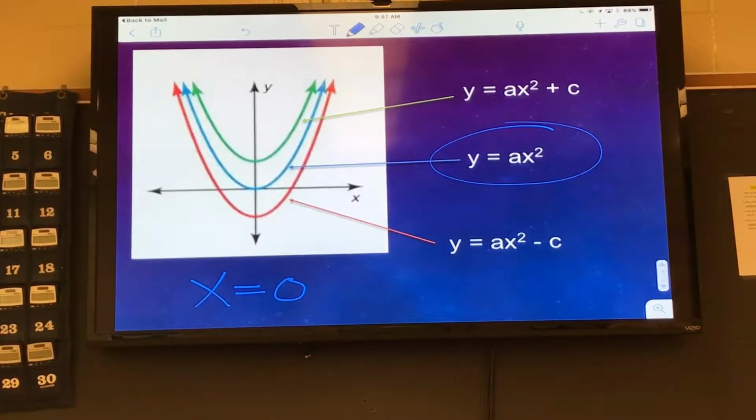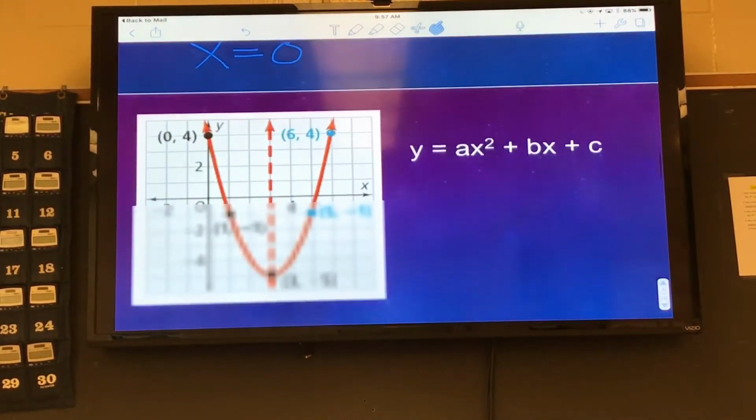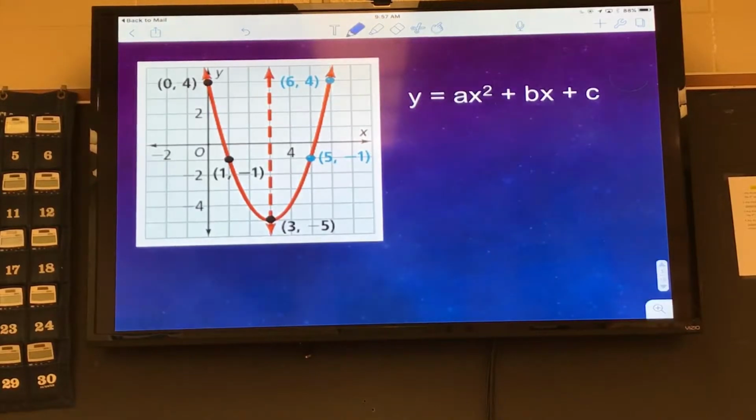Today, though, we're going to start 8.3, and part of 8.3 is graphing things that have that bx term inside of it. And I'll show you this. I haven't given you the equation for this yet, but I want you to look at this graph, this parabola. Is the line of symmetry still x equals 0? No. It looks like it's x equals 3. So how do I find that? When I look at an equation, how do I find that? Right now is a good time to pause, go into the other video that I have, and then come back to this one after you finish watching that video.